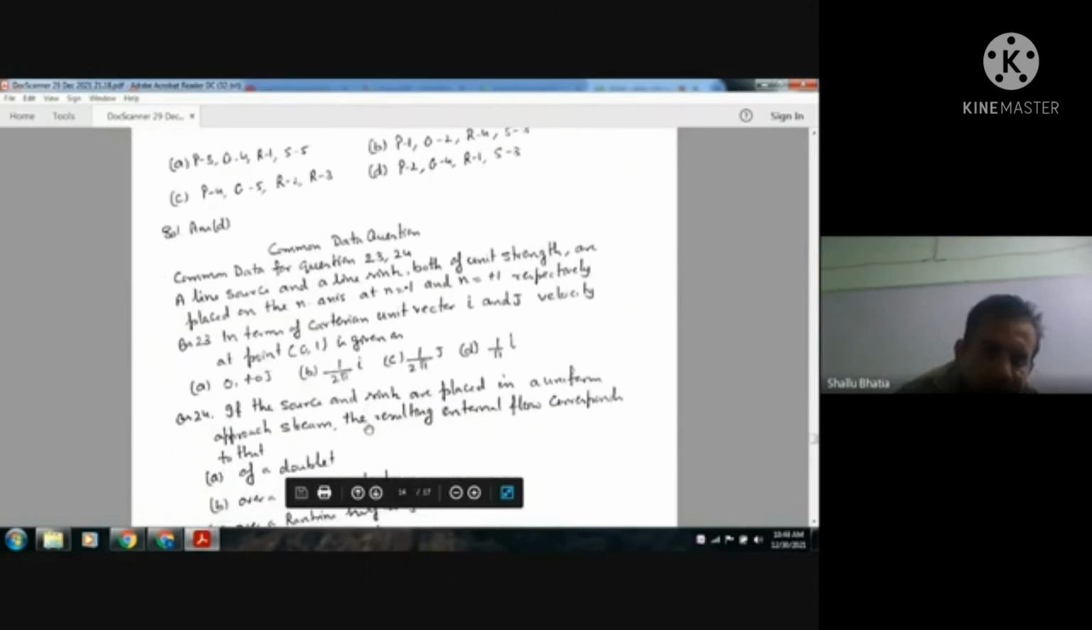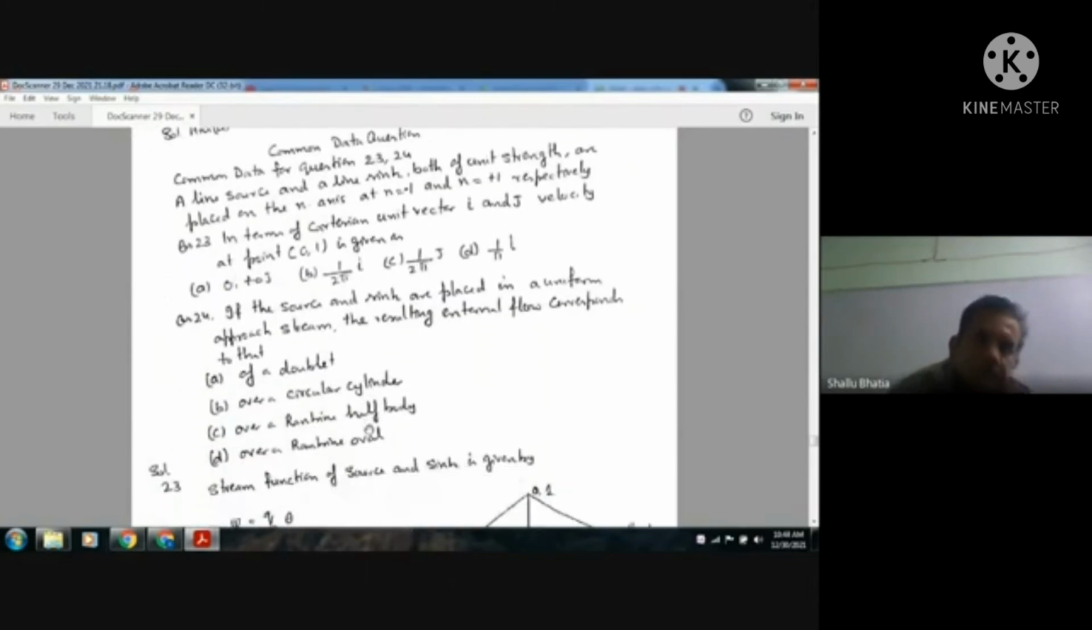Next, common data question. Common data for questions 23 and 24. A line source and a line sink, both of unit strength, are placed on the x-axis at x equal to -1 and x equal to +1 respectively. In terms of Cartesian unit vectors i and j, the velocity at point (0, 1) is given as: option A 0 i plus 0 j, option B 1 by 2 pi i, option C 1 by 2 pi j, option D 1 by pi i.